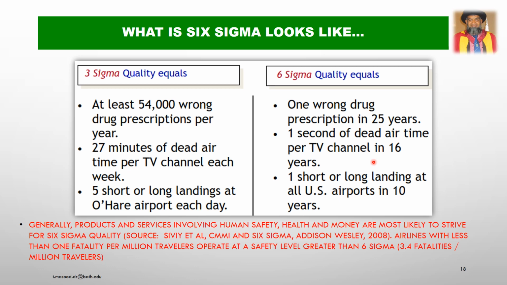So generally, products and services that involve human safety, health, and money are most likely to strive for a Six Sigma quality management system. The quality management systems are more prominent in medical sciences and civil aviation, to improve their safety standards for humanity, for human safety.